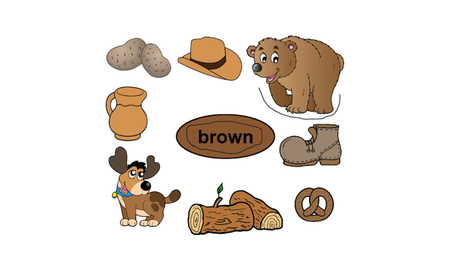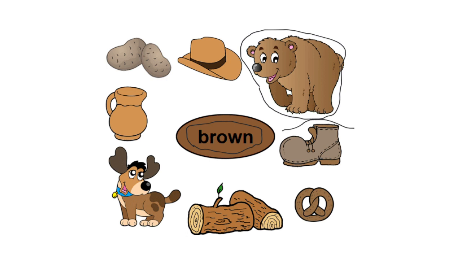Look at this picture. What's this? This is a bear. Where do bears live? They live in the jungle. Are bears wild animals or pets? They are wild animals because they are dangerous. And what is the color of the bear? It is brown.